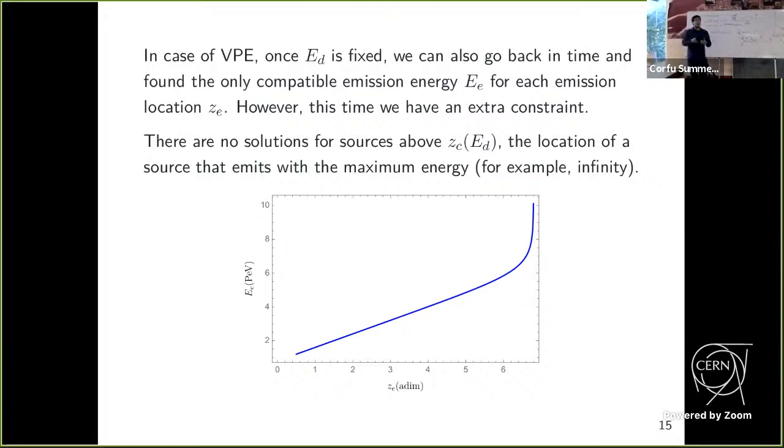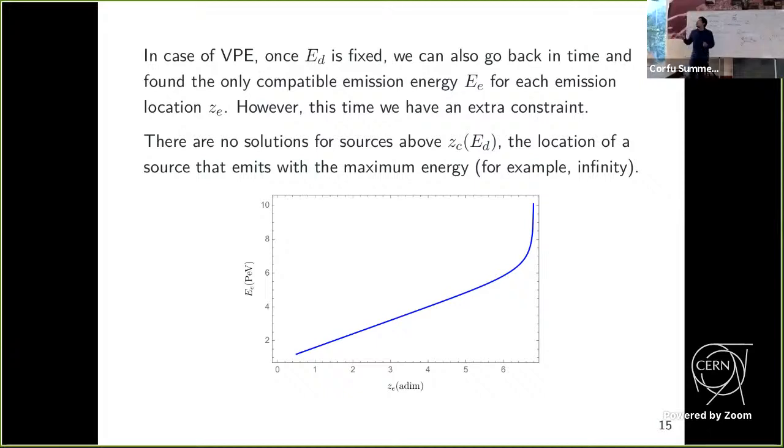We cannot have a source above this critical source, because it would require an energy more than infinity, more than the maximum energy we are considering, in order to be detected with energy ED. This implies that the previous equation of the flux, which at first goes over all the range of possible sources, now has the integral only up to this critical source.